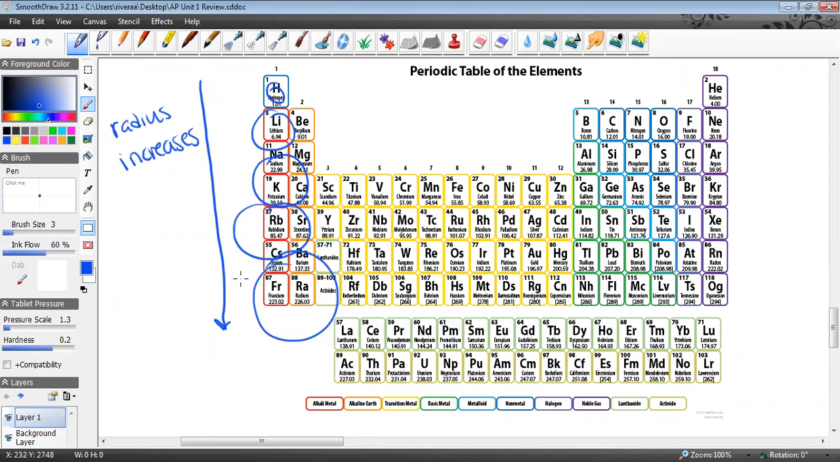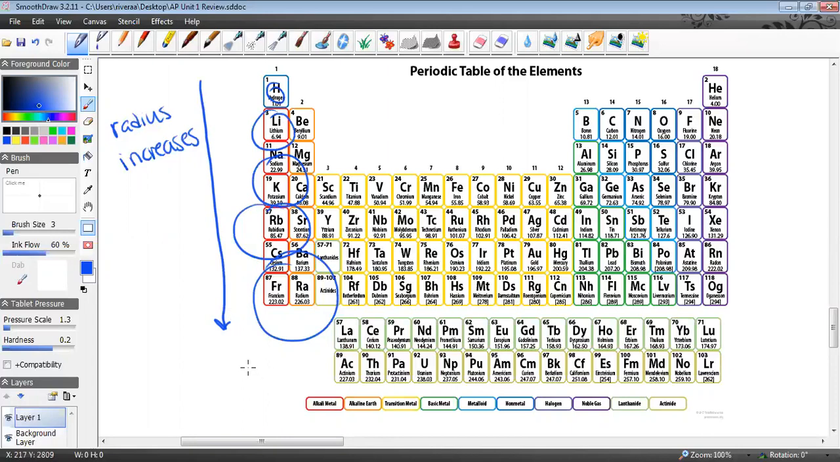Now, you do need to understand why radius increases when you go down a group. If you just think about the electron, everything can be explained with electron configurations. So when in doubt, write out your electron configurations. When we go down this group, we're going 1s1, and then lithium ends with 2s1, and sodium ends with 3s1, and potassium ends with 4s1. These s orbitals keep getting bigger and bigger as they layer all of those atomic orbitals on top of one another. So when you go down a group, radius increases with that increase in principal energy level.